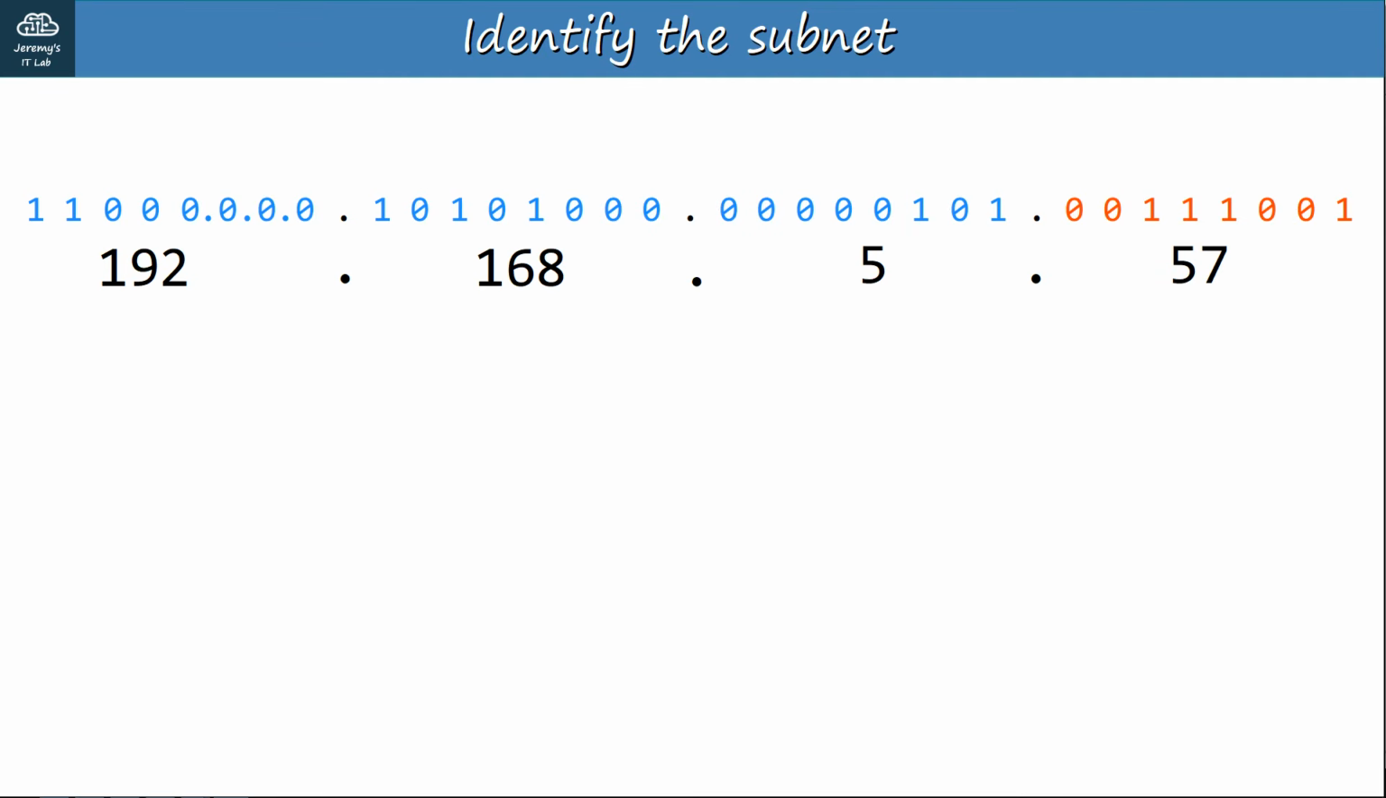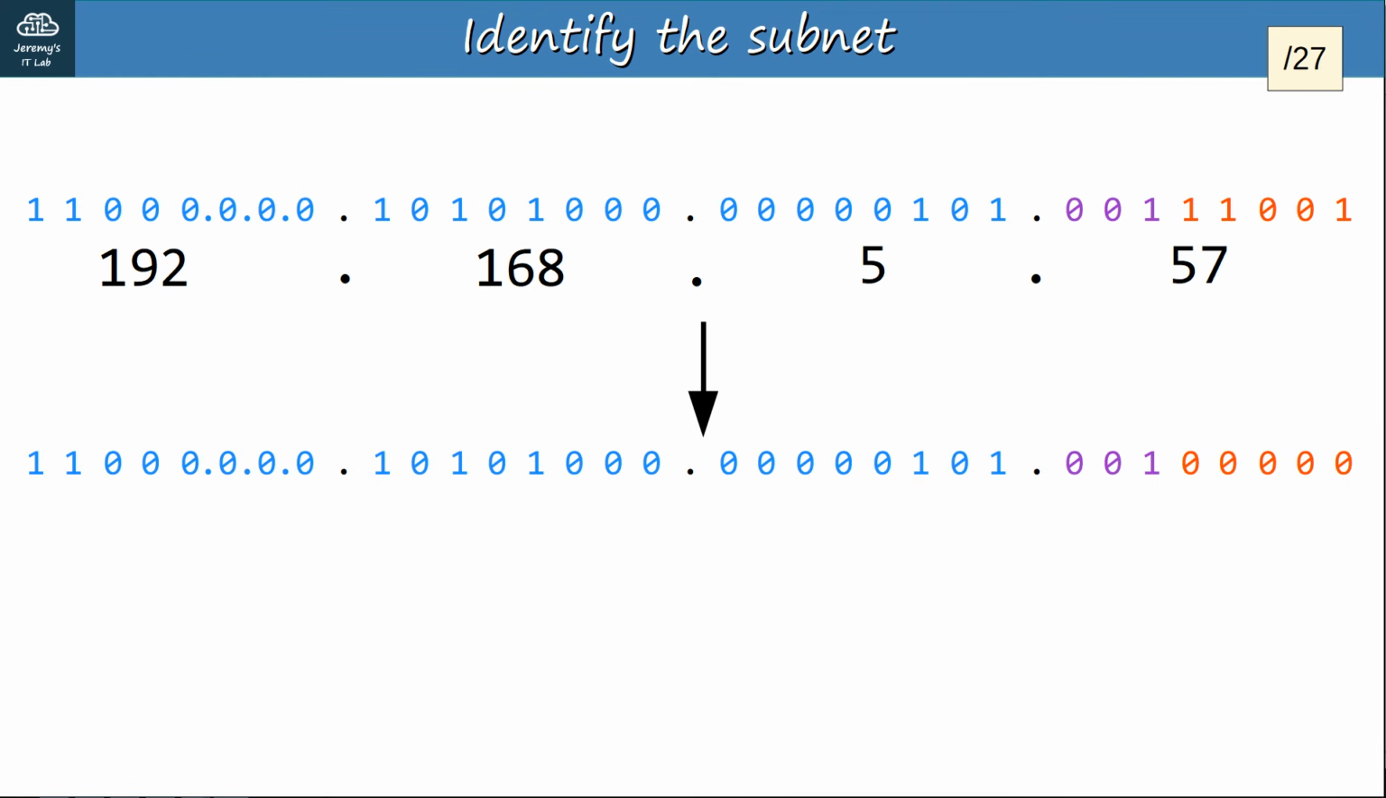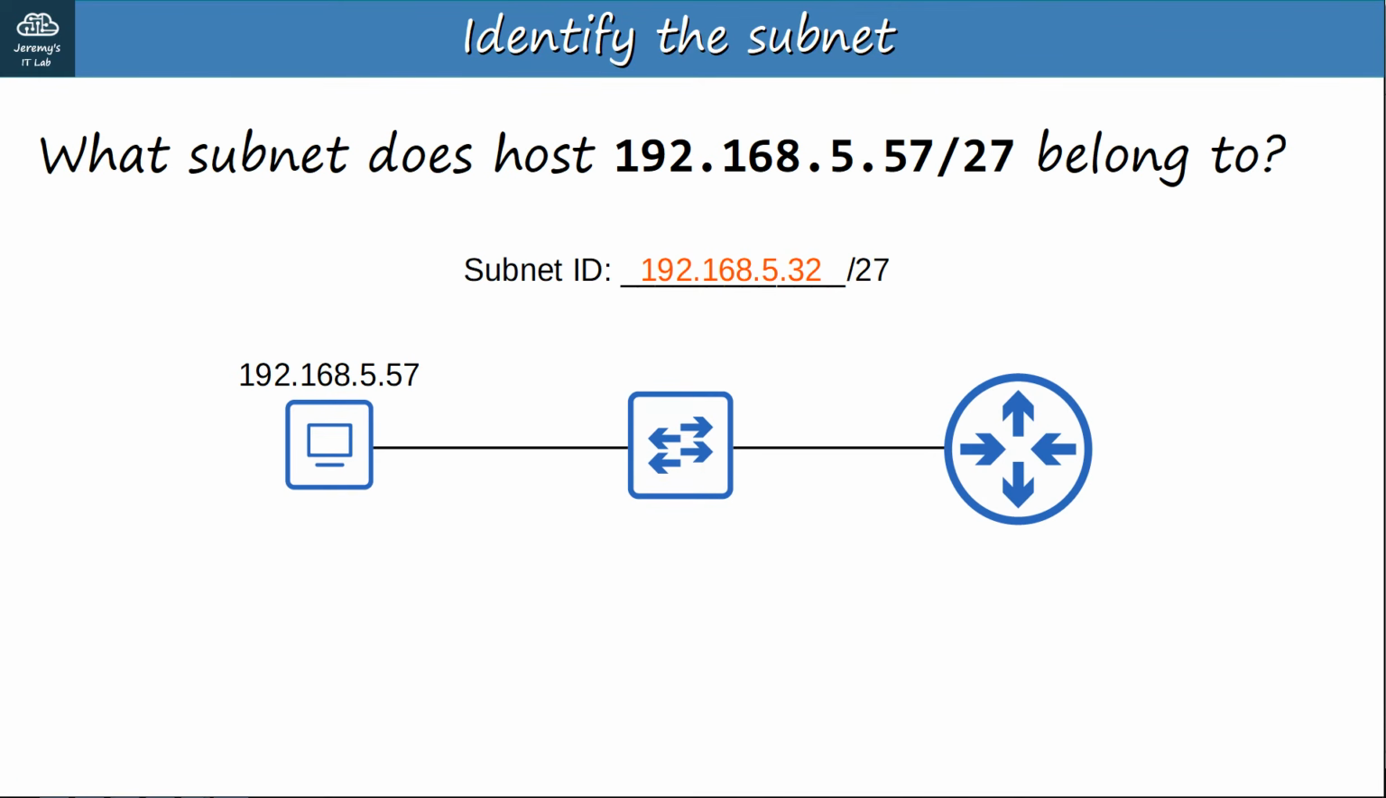Here's 192.168.5.57 in binary and dotted decimal. However, it's /27, so let's show the borrowed bits. These 3 purple bits are borrowed and added to the network portion. Now, to find the network address, we simply need to change all of the host bits to 0. Now, the last octet is 00100000. Change that back to dotted decimal, and you get 192.168.5.32. So, that's the answer.